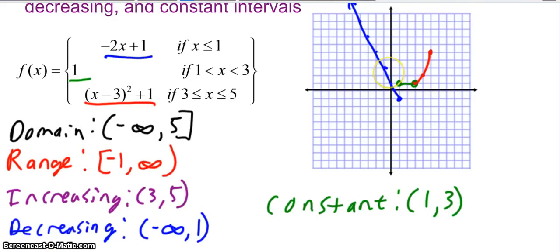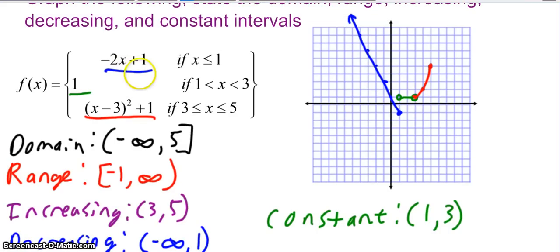Okay, so this is what the graph should look like. I color-coded each piece, so the negative 2x plus 1 is the blue piece. The 1 is the green piece, and the (x minus 3) quantity squared plus 1 is the red piece. So notice here, at this point (1, negative 1), it is a filled-in circle because that 1 is included in this piece. The green, both ends are open circles because 1 and 3 are not included.